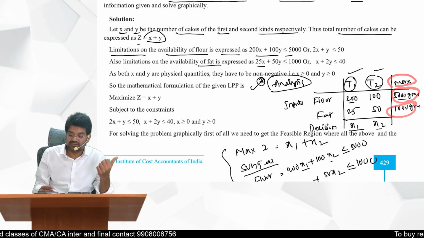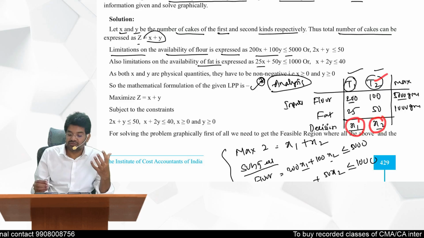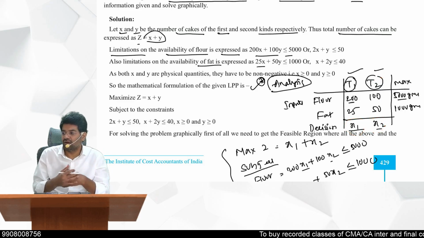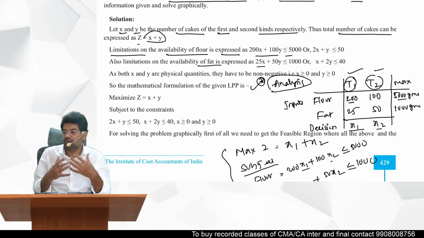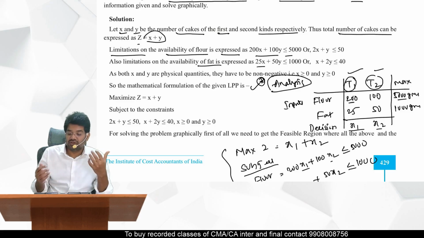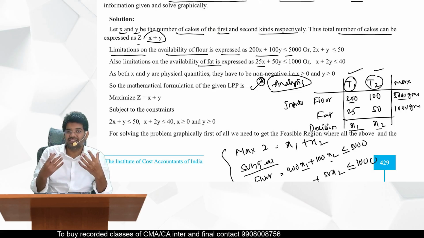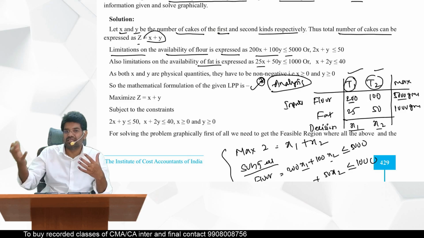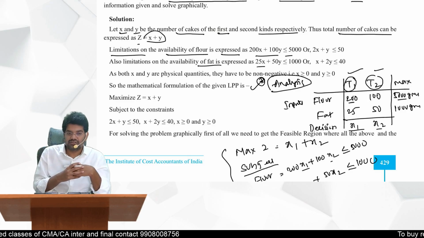The maximum available is 5000, 1000. Now let us assume the number of cakes of T1 as x1, T2 as x2, or you can take it as x comma y also. What will the objective be here? To make the maximum number of cakes out of this input. So the objective function is: maximize z equals x plus y, or x1 plus x2.